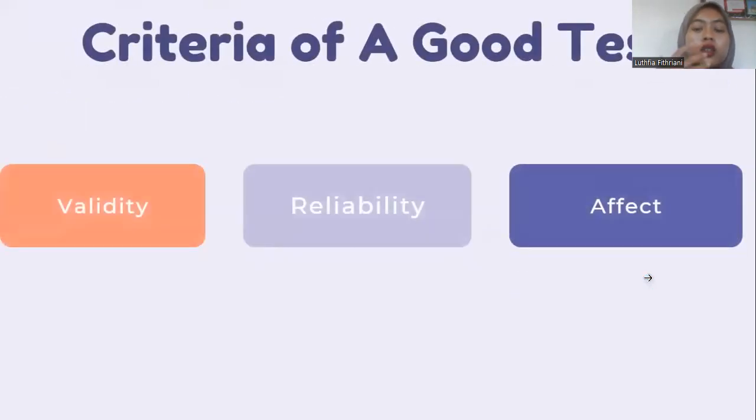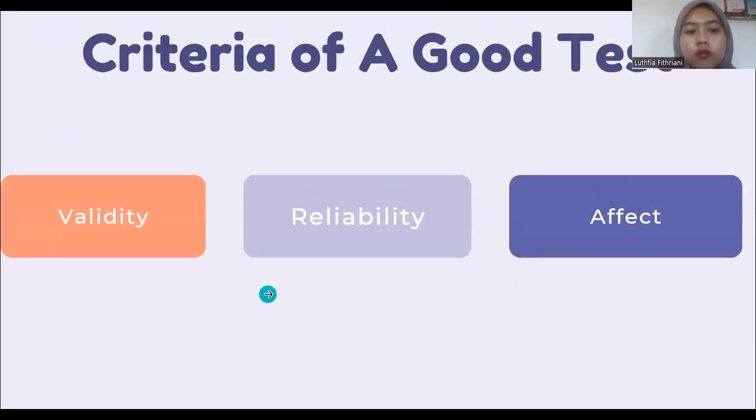Do you know what is the criteria of a good task? There are three criteria of a good task. Those include validity, reliability, and effect. Do you know what the difference among validity, reliability, and effect? The first is validity. So validity means the test should measure what has been measured.